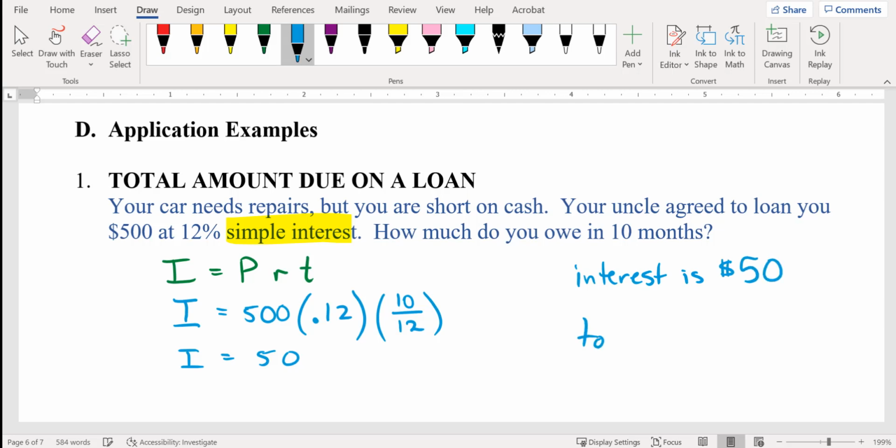So the total owed is your principal plus your interest. So if you borrowed 500, your interest is 50. The total owed would be $550.